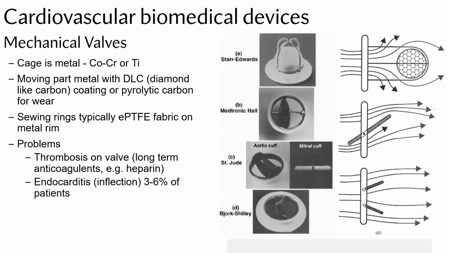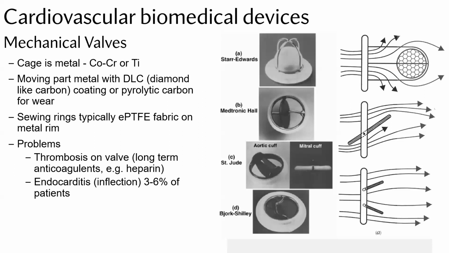Usually the metallic pieces, either in the ball and cage or the spinning disc, or the other ones that use metals, are cobalt, chrome, or titanium, our favorite. Very inert and biofriendly, as I mentioned in the last lecture. The moving part is metal, but it's coated with something that we call DLC, diamond-like carbon. And that's the main reason we use that, or pyrolytic carbon, is to actually reduce the amount of wear and elongate the lifetime, basically, and the durability of the valve.